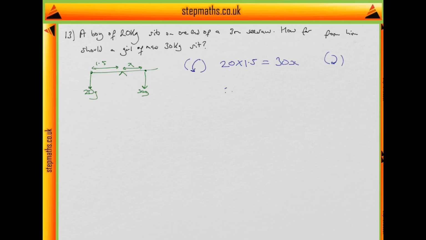And therefore, we see x is equal to, sorry, not 1.5, 1 meter from the pivot. And so she must sit 2.5 meters from the boy. So that's D.